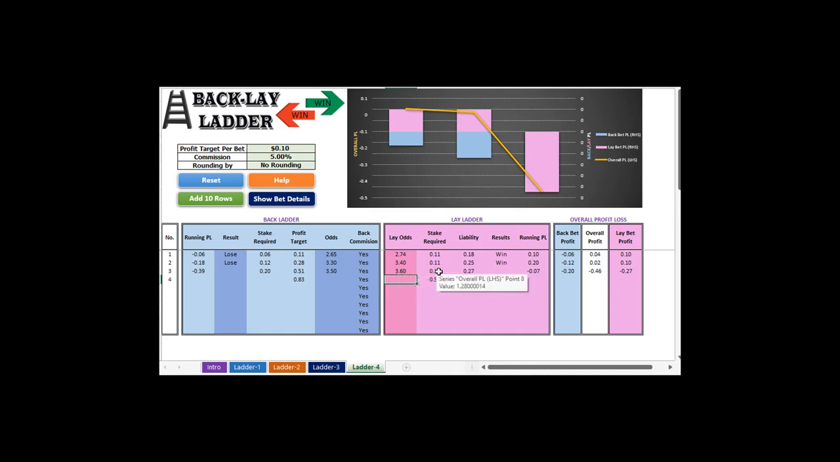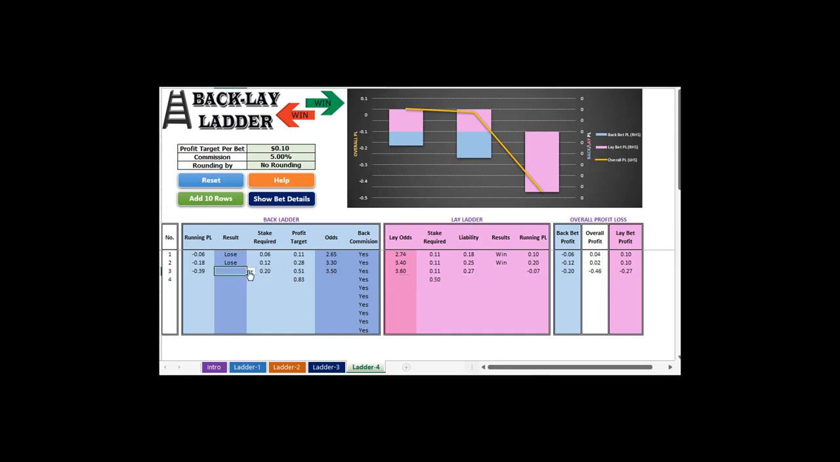Why does it keep on being 11p? Because our target for the lay bet is, like we see, profit per bet is 10p. But we have 11p because it's allowing for the commission that we have to pay, so that the figure that comes out in our running profit is after commission. So it is our profit and not profit less commission.